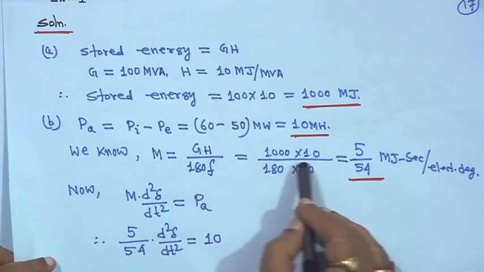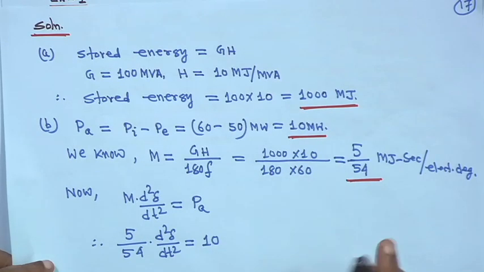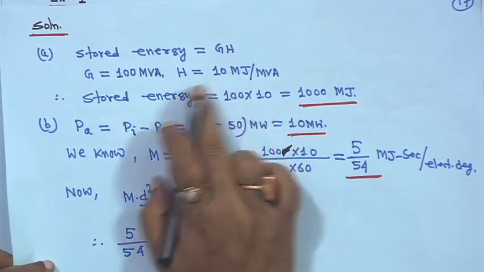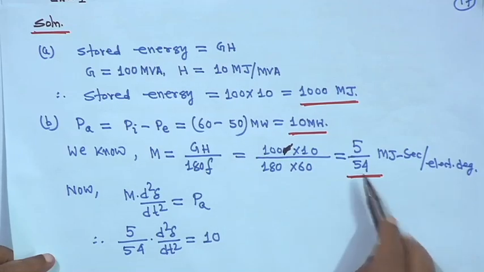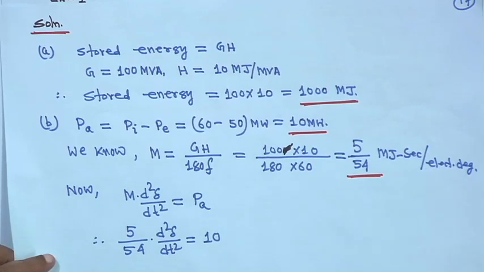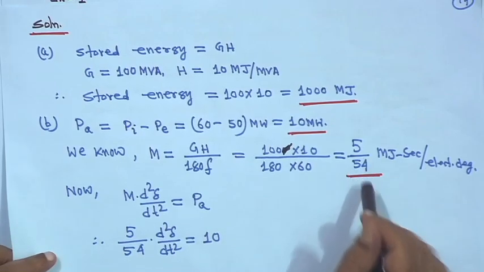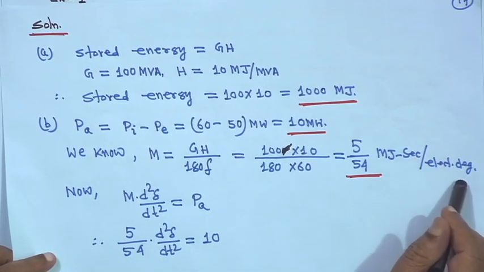So, H is equal to 1000 into 10, your one, it is actually 100. Here it is one, your H is actually 100. I have made a mistake, it is 100 into 10, but this answer is correct. 100 into 10 divided by 180 into 60, that is 5 by 54 megajoule second per electrical degree.